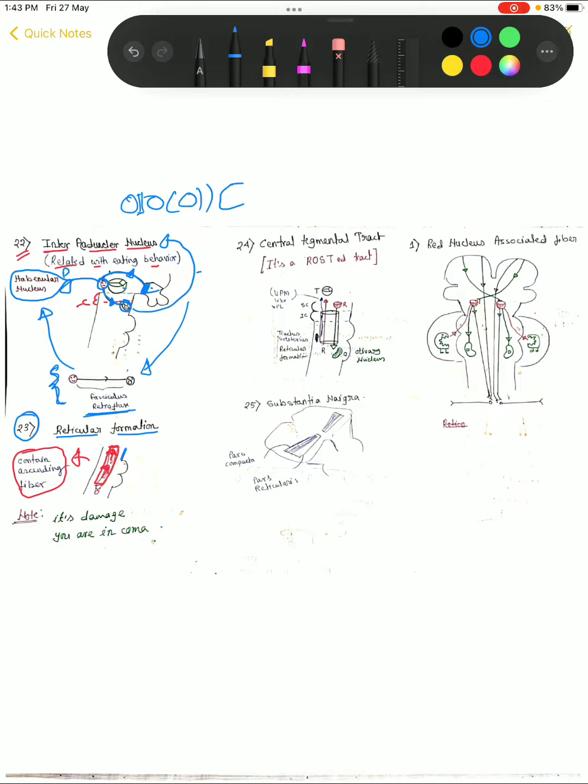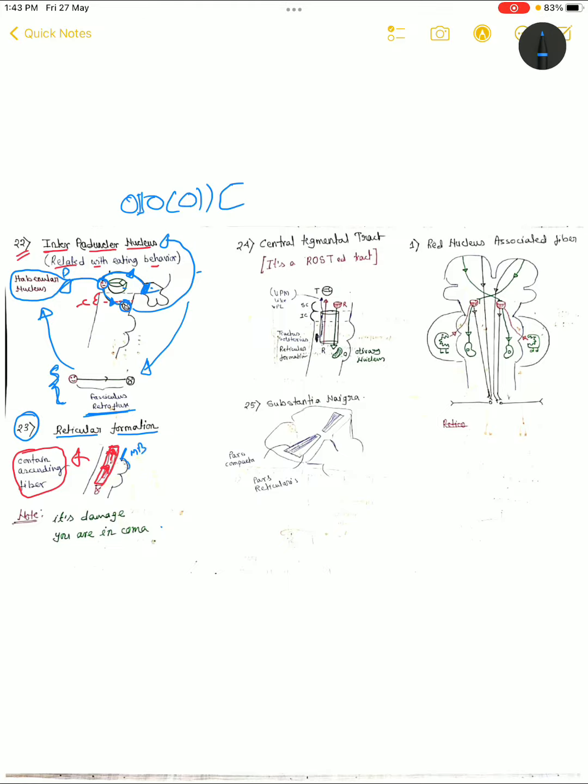Now come. You will find the reticular formation in the midbrain, you will find reticular formation in the pons, and you will find reticular formation in the medulla oblongata. Claro? Here is one note of information. If you somehow damage the reticular formation, you will be in coma. So this is one of the causes of a person going into coma.